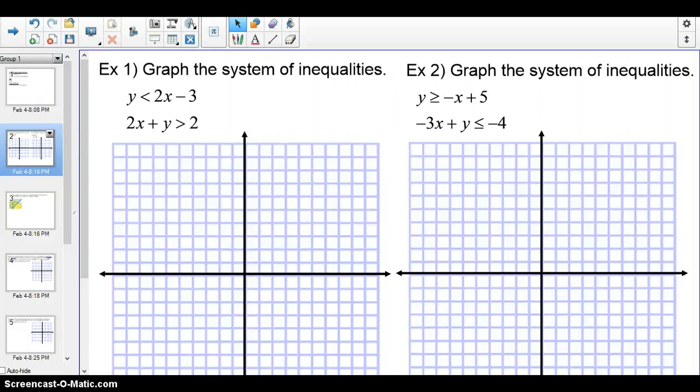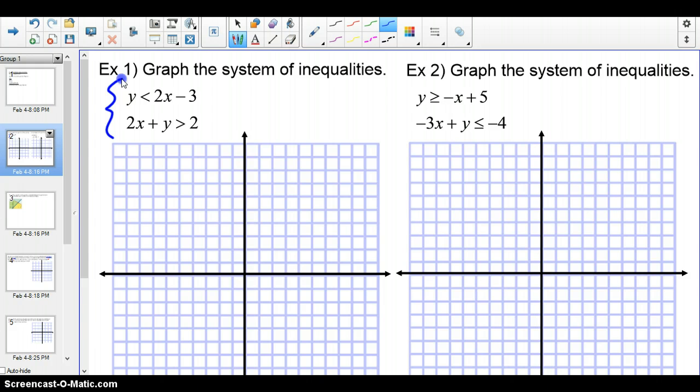Okay, today we're going to graph systems of inequalities. Yesterday we spent a lot of time graphing just one inequality. Today we're going to graph two and more. So here you have your first problem. You have a system of inequalities. I'm going to graph each line individually, and then the goal is to figure out where the shadings overlap.